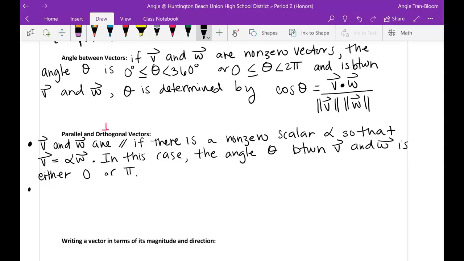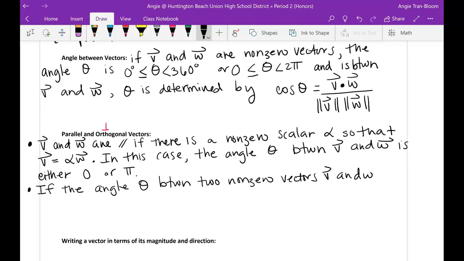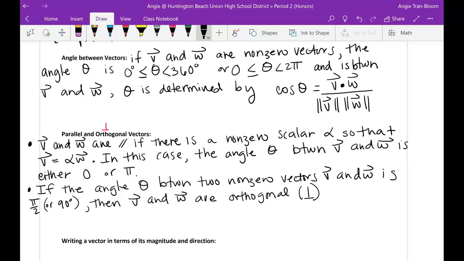Next, if the angle theta between two non-zero vectors, let's call them vector v and w again, okay, is pi over 2 or 90 degrees, okay, then vector v and vector w are orthogonal. That means those two are now perpendicular.